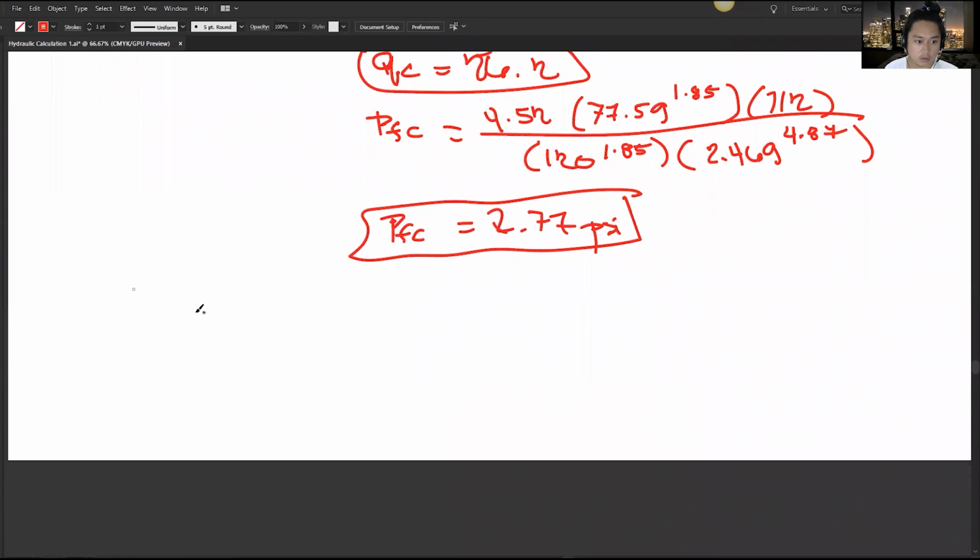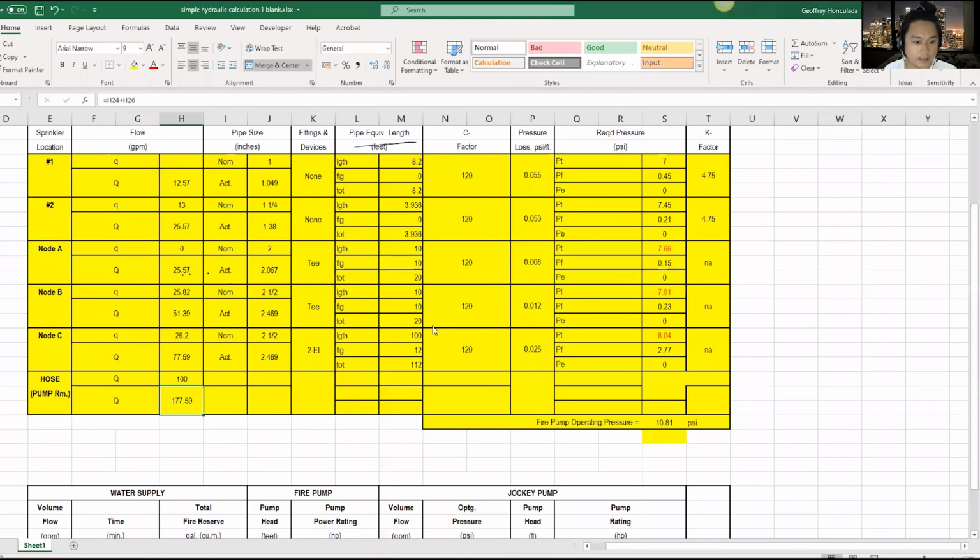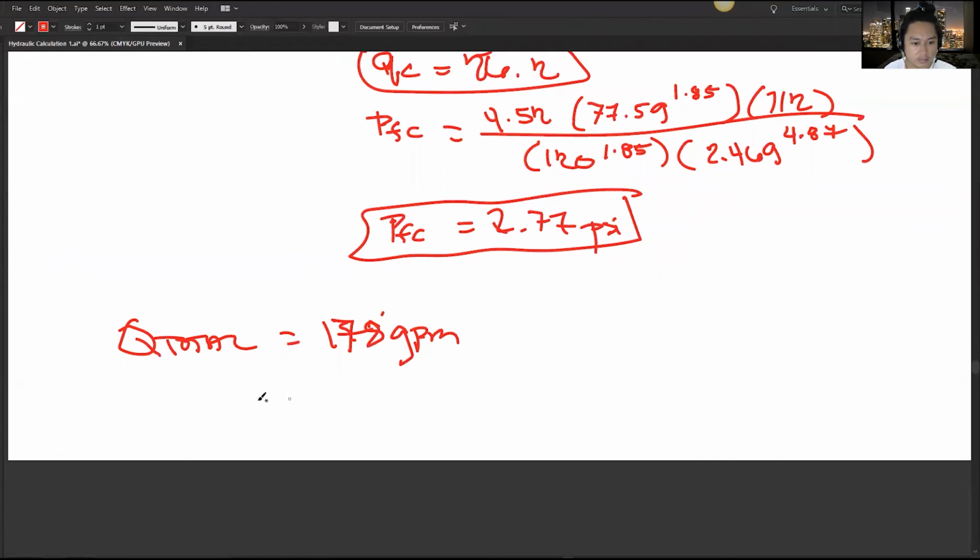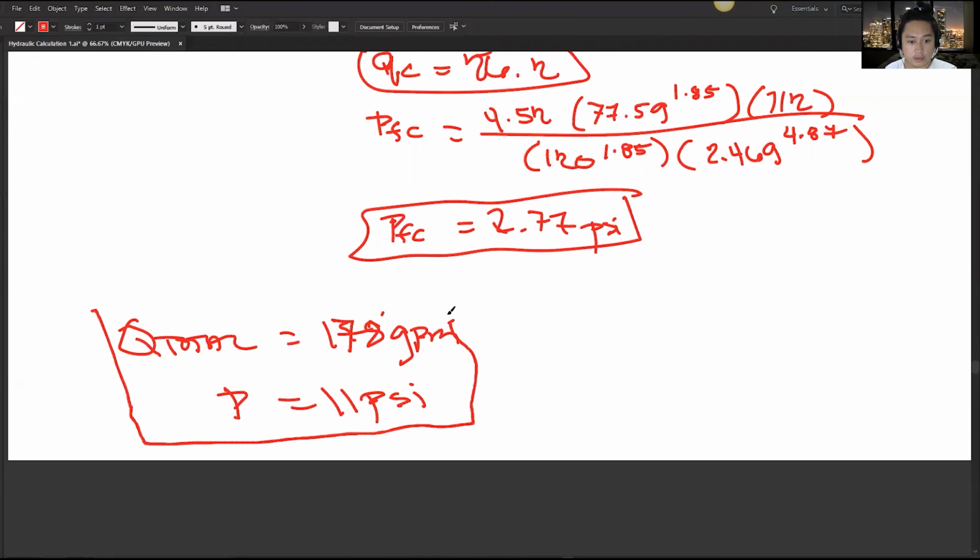So the total flow rate is 177.59. We'll make that 178. Q total is equal to 178 GPM, and the total pressure is 10.81. Let's make that 11 psi. So there you go. That's our final answer.